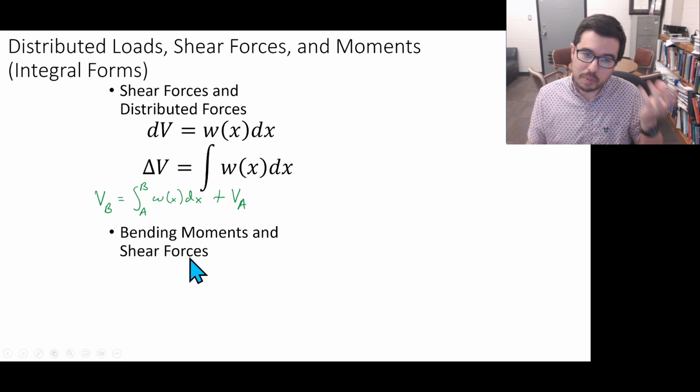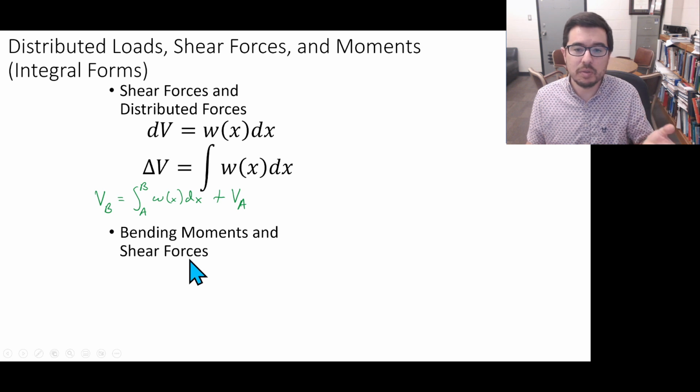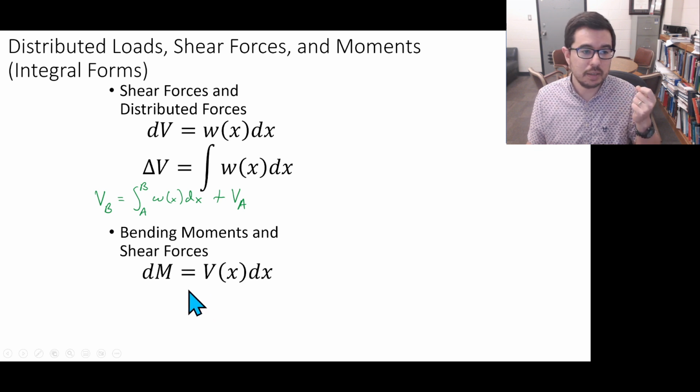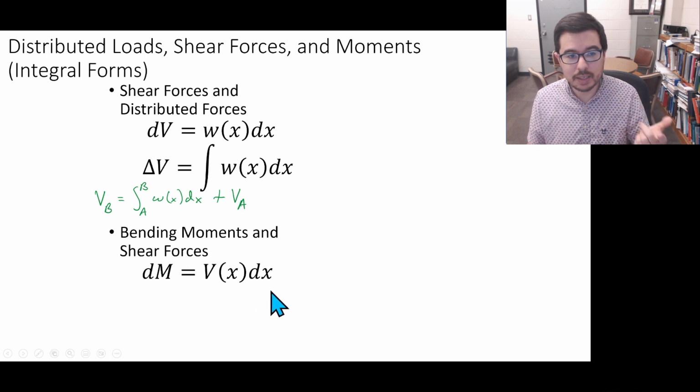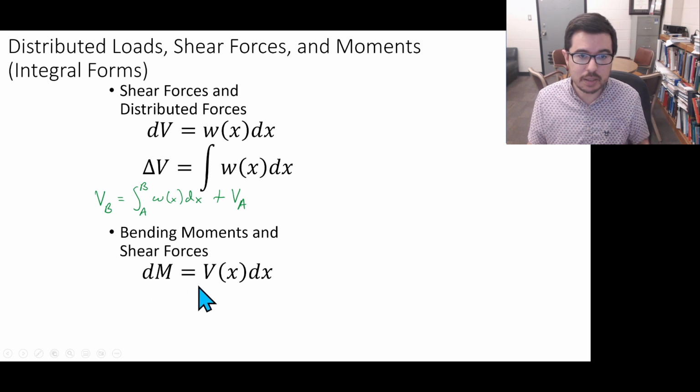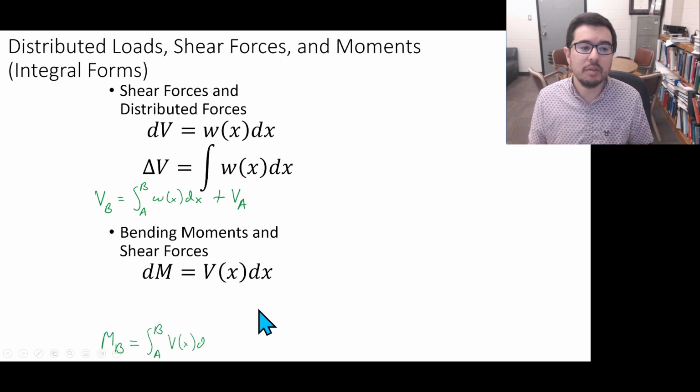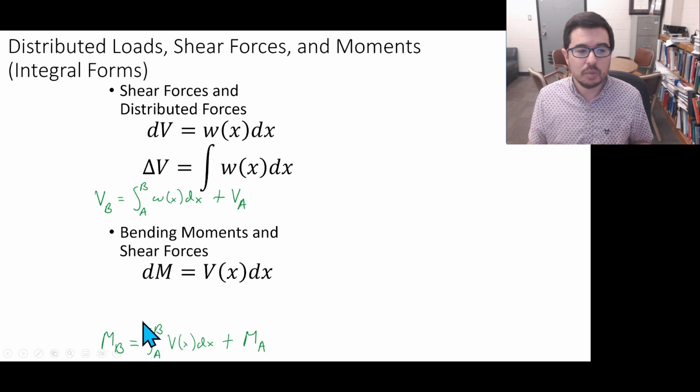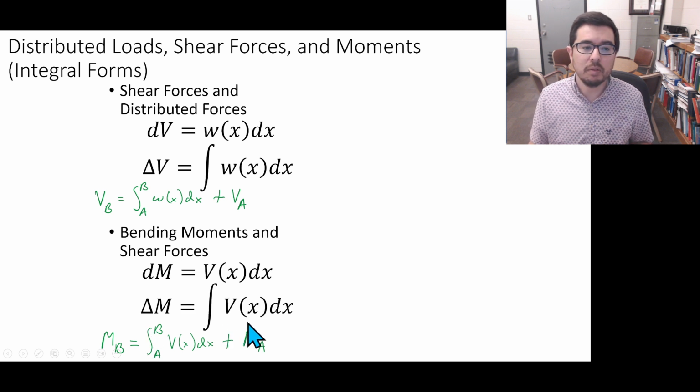Similarly, we remember that dM/dx is equal to V. And if we rewrite that equation, we get that dM is equal to V(x) dx, moving that dx to the right side. Once again, we look at integrating from some a to b. We have some constant if we were to have an indefinite integral. And we can write that delta M is equal to the integral of V(x) dx.